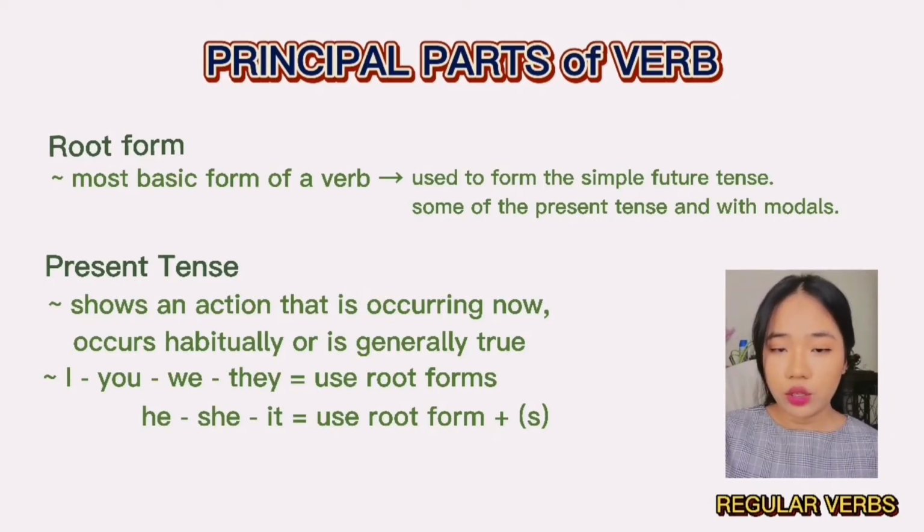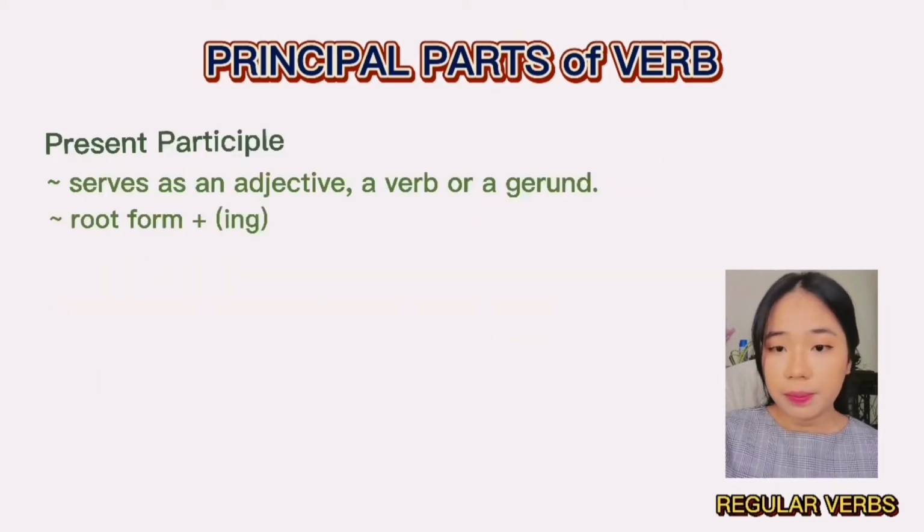Okay, besides these two, we also have the present participle. The present participle can serve as an adjective, verb, or a gerund. The present participle is the root form plus the suffix ing. Example: she is smiling, from the root form smile plus ing. Here, smile is used as a verb that is still ongoing.